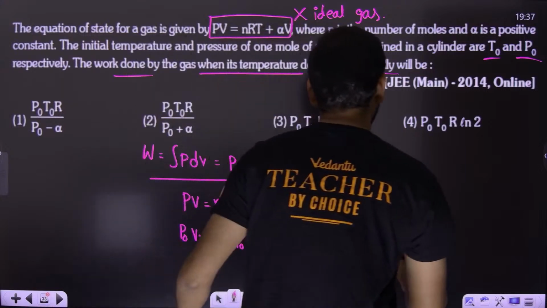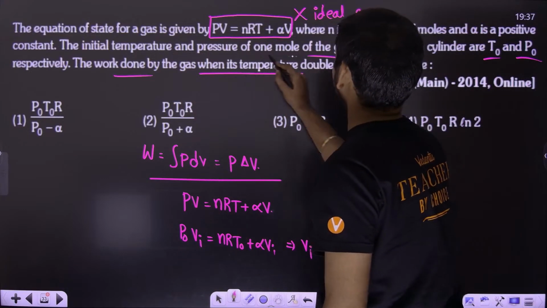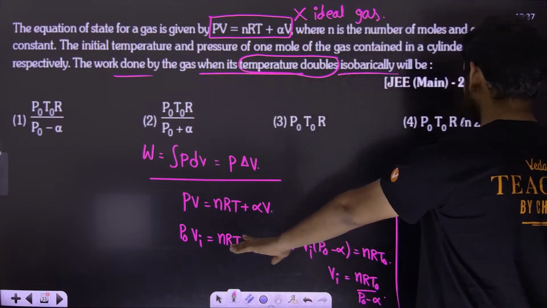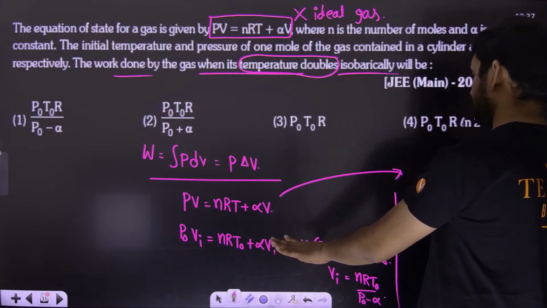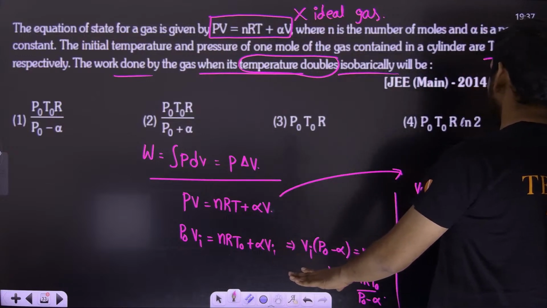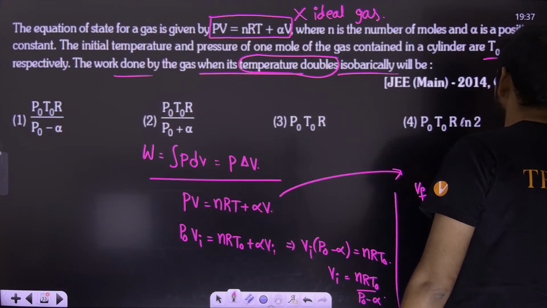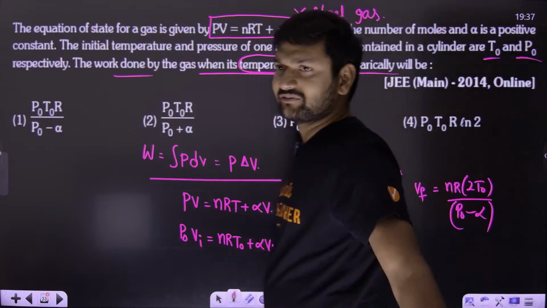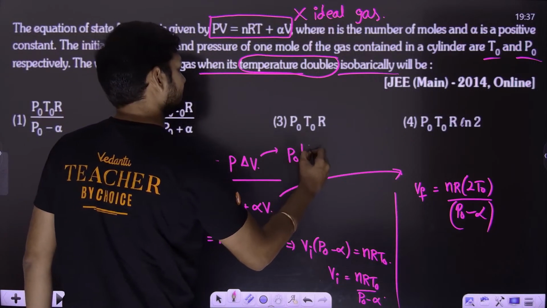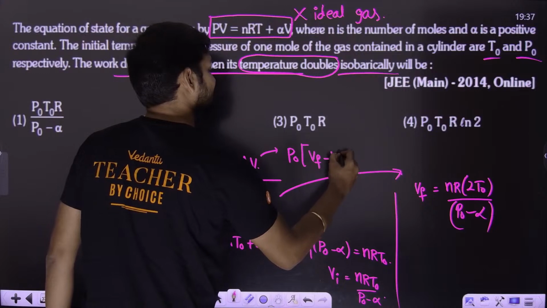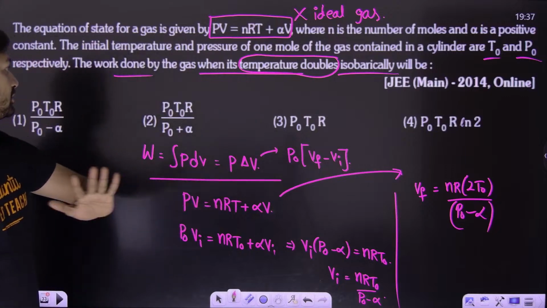And then what are they doing? They clearly said that work done by the gas when its temperature doubles. Temperature has doubled, it seems. So from here I can write the final volume to be n into R into final temperature, which is 2T naught, divided by P naught minus alpha. That's it. From here you can manage. What is the work done? It's P naught into final volume minus the initial volume. Initial volume is written, final volume is written, you can manage it.